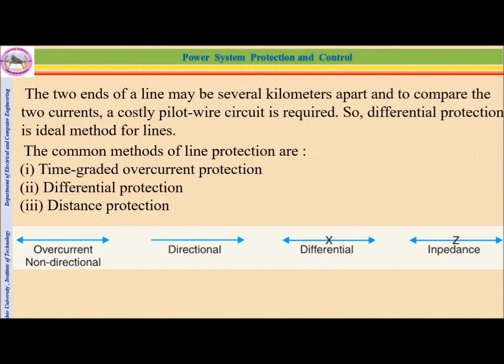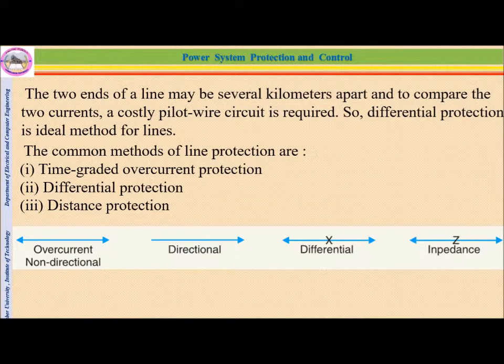Now, the two ends of a line may be several kilometers apart. It may be 400 kilometers, 200 kilometers, maybe 1000 kilometers. And to compare the two currents, a costly pilot wire circuit is required. So differential protection is an ideal method in transmission line protection, because in order to compare the two ends, for example, if the length of the transmission line is 1000 kilometers, the pilot wire may run for 1000 kilometers. So this is very costly when compared to other mechanisms.